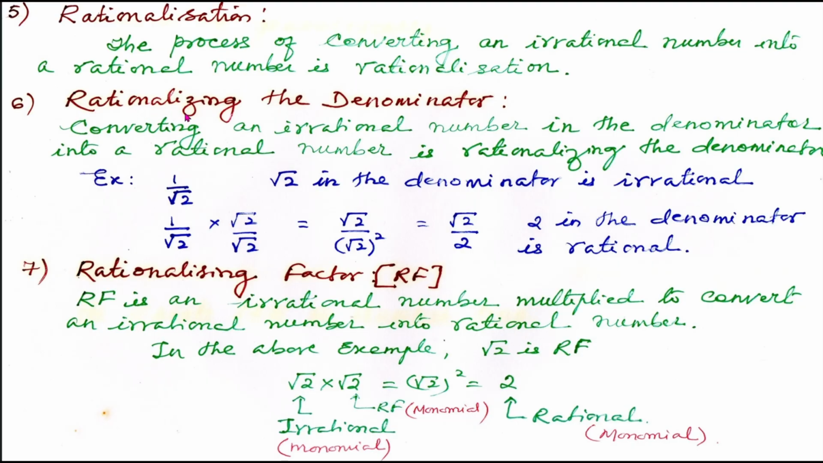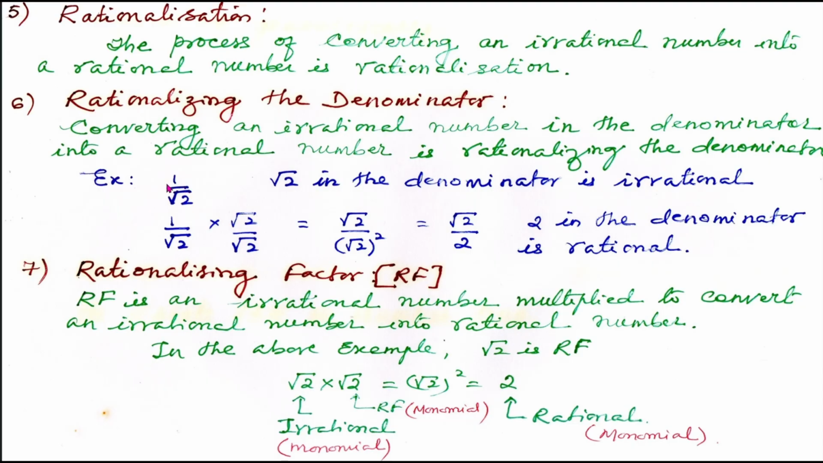Now the question is, what is rationalizing the denominator? A number cannot have an irrational number in the denominator, or a minus sign in the denominator. We have to convert it into a rational number. So when we rationalize the denominator, we call it rationalizing the denominator. Converting an irrational number which is there in the denominator is what is called rationalizing the denominator. And to rationalize the denominator, we have to multiply the irrational number in the denominator by another irrational number which converts it into what we call a rational number.